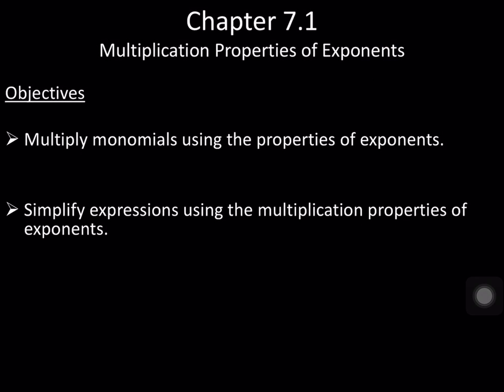So here we go with chapter 7.1, multiplication properties of exponents. Basically what we're going to do here is take a really quick look at the properties of exponents that specifically involve multiplying monomials. We'll do a couple of examples of those, and talk a little bit about simplifying expressions using those multiplication properties.